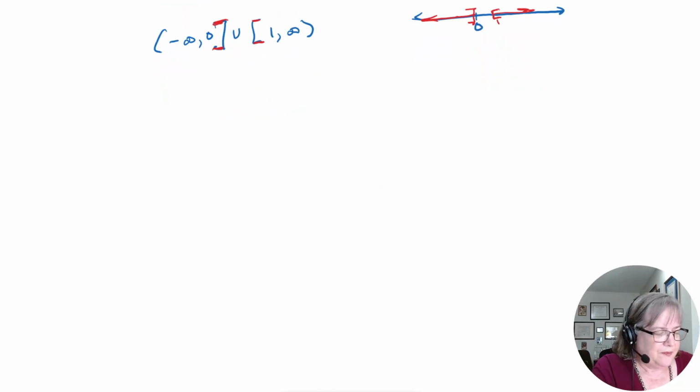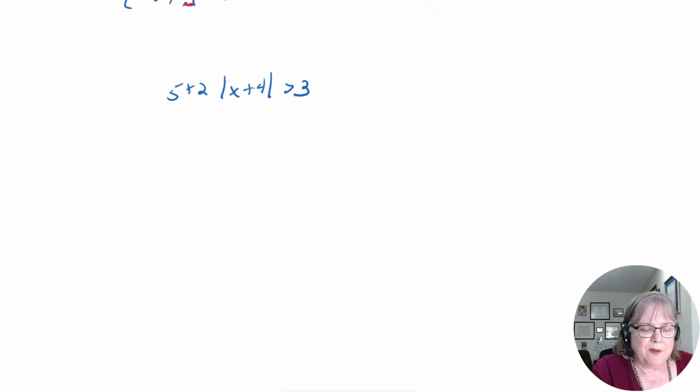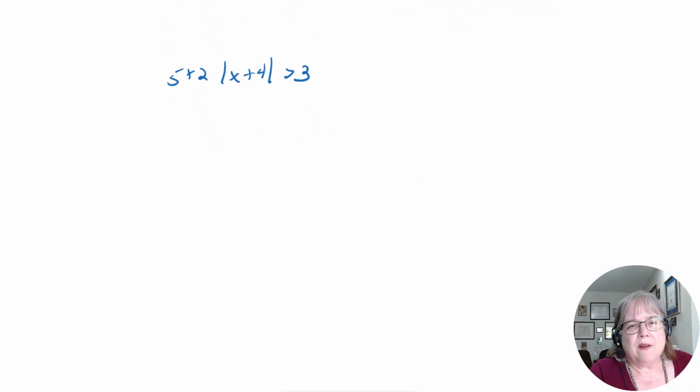Now, what about this one? 5 plus 2, absolute value of x plus 4 is greater than 3. This looks pretty good, but watch what happens. Now, we look at the left and say we can't multiply inside the absolute value bars until we know what the absolute value is. And I cannot add 2 to 5 because I would have to multiply by 2 before I can add it to anything. So I'm blocked by this multiplication. So I'm going to subtract 5 from both sides so that I can start working on isolating my absolute value entity.